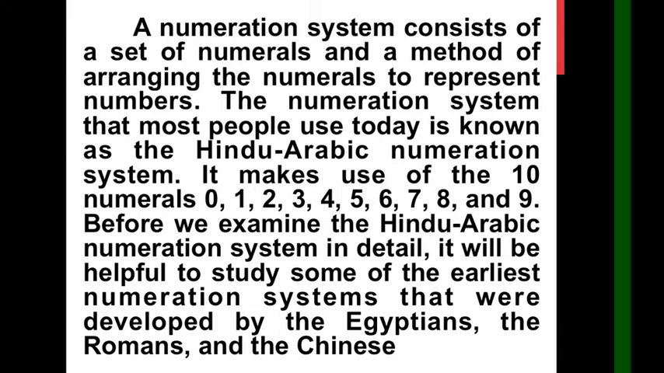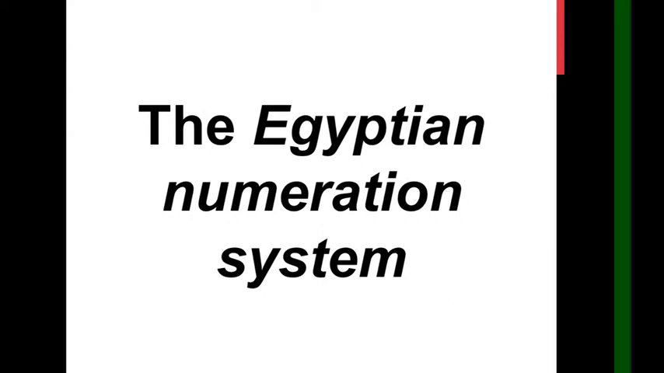Before we examine the Hindu-Arabic numeration system in detail, it will be helpful to study some of the earliest numeration systems that were developed by the Egyptians, the Romans, and the Chinese. So we will just focus on these 3 numerals, Egyptians, Romans, and Chinese, and I will teach you how to write the different numerals from these different nations. So we'll start with the Egyptian numeration system.